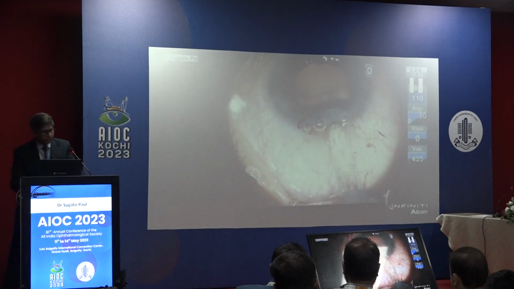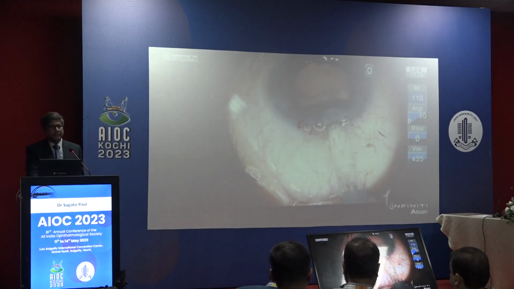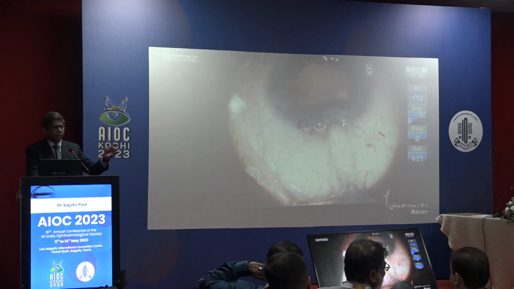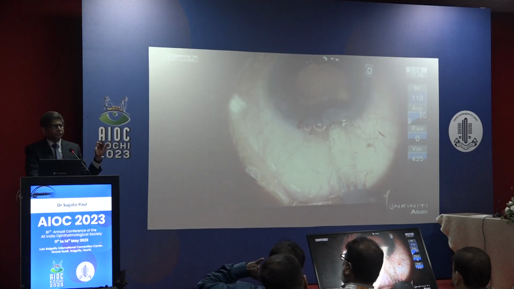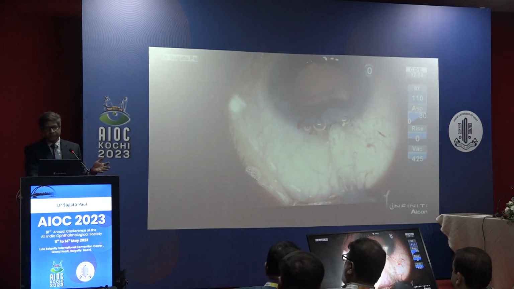Now regarding the lens choice, three options are there. One is a 3-piece IOL, which was not available at that time. Second is single-piece hydrophilic. Third is single-piece hydrophobic.